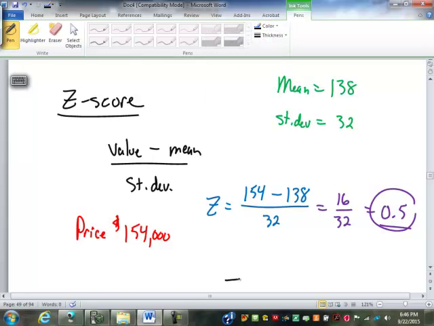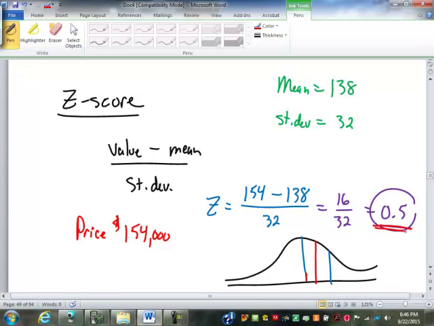If we were looking at that curve, here's the mean at the center, here's one standard deviation. We're right here, right in between the mean and one standard deviation above. Obviously, since it's a positive Z-score, we're above the mean. There's still more than half of the prices that are below that. But being only half a standard deviation above the mean might not be a bad deal.